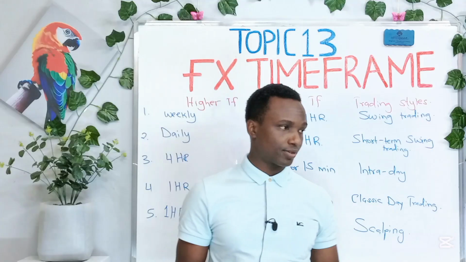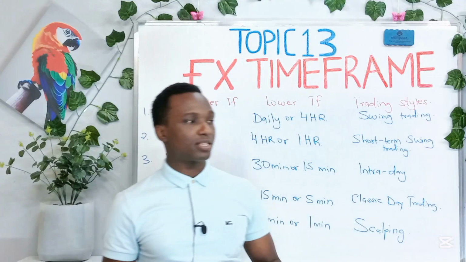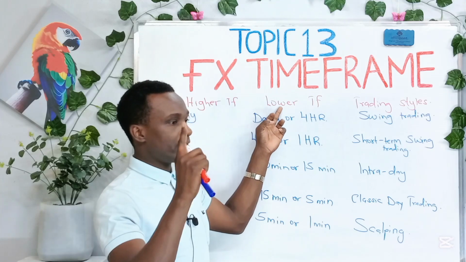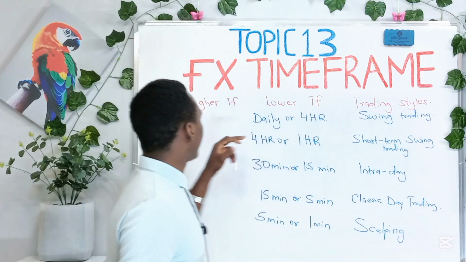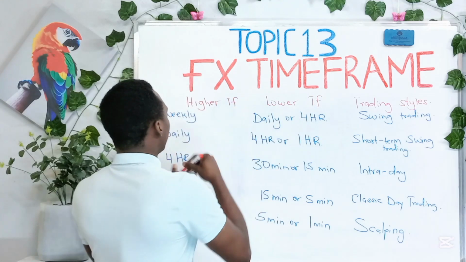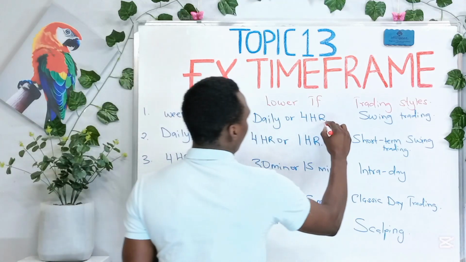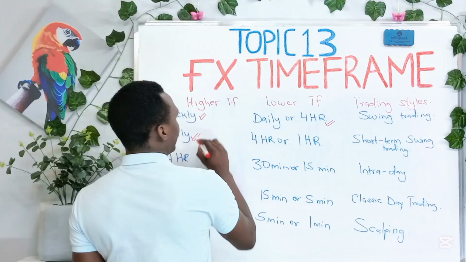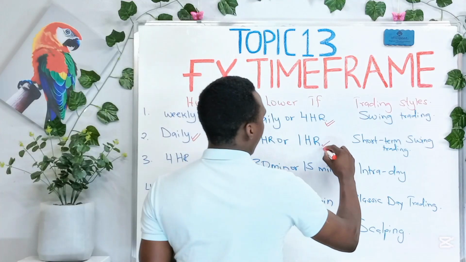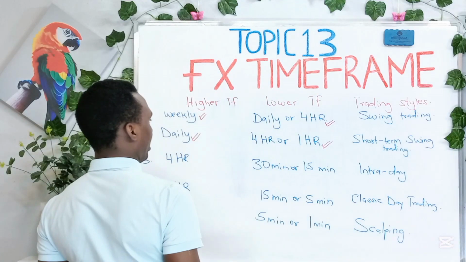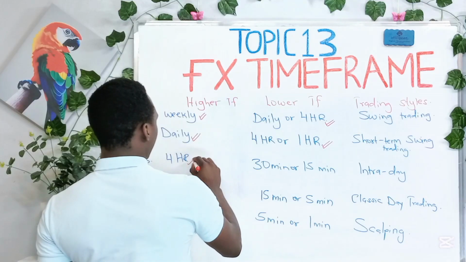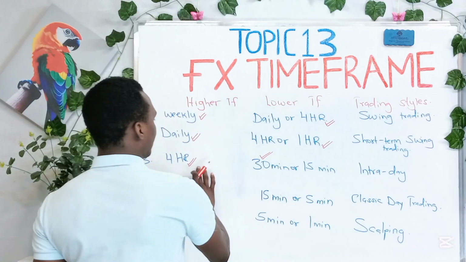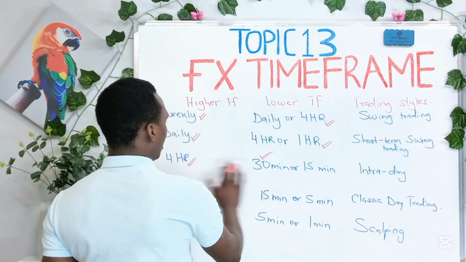Out of these 2 time frames, one is the higher time frame and one is the lower time frame. In this case, you can choose the weekly time frame and the 4-hour time frame. In this case, you can choose the daily time frame and the 1 hour time frame. In this case, you can choose the 4-hour time frame and the 30 minutes time frame. This is the best combination. Not 4 hours and 15 minutes.